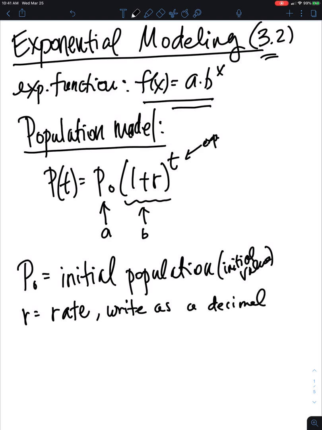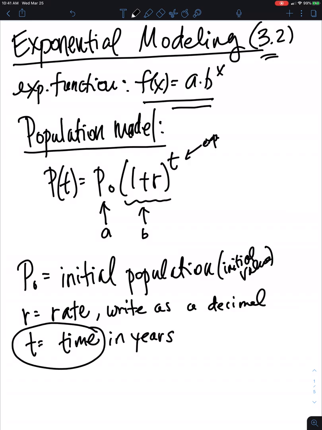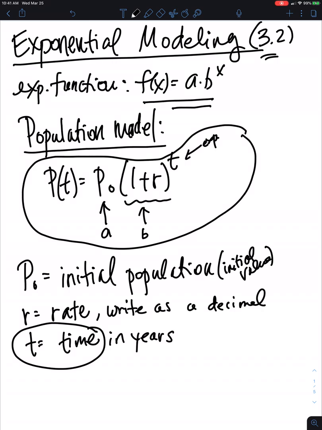Okay, and then t, that's of course time in years, usually. It just depends on the problem. We'll just say for now t is time. Okay, so if you want to write anything down for your homework, this equation right here would definitely be what you're going to use for your homework problems. So write this down.